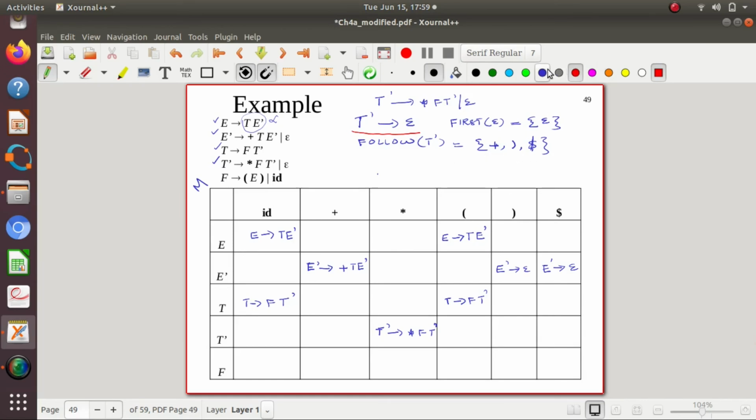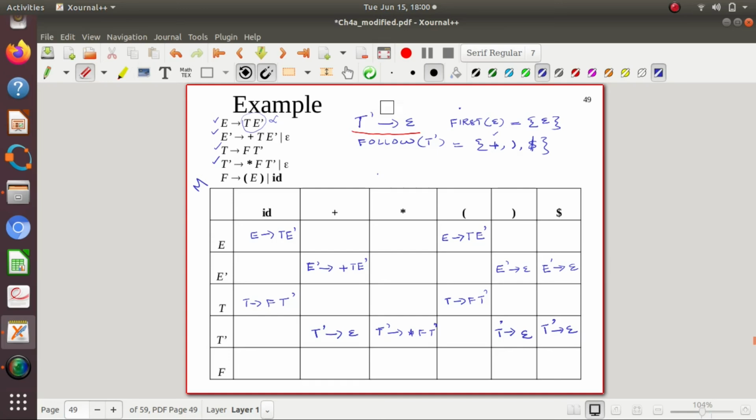Okay, so first case is this one, plus. Here we need to enter T dash gives epsilon, then at this right parenthesis T dash gives epsilon, and at dollar T dash gives epsilon.